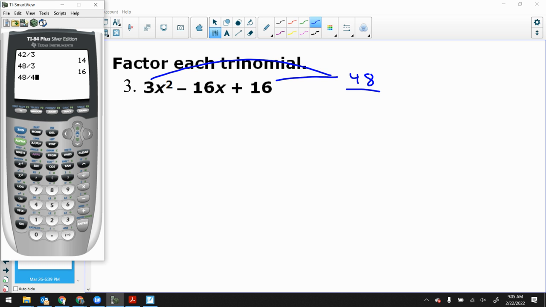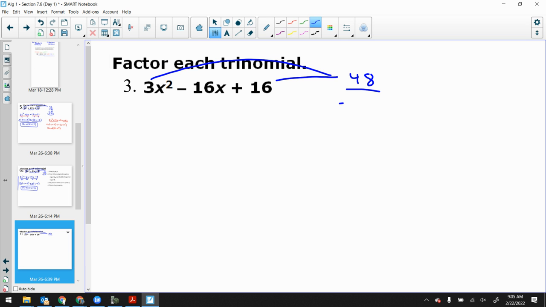-4, -12. Yeah. If I divide 48 by 4, I get 12. -4, -12. And now we rewrite our middle term. First term stays the same. I rewrite our middle term into the -4 and -12. Last term stays the same.